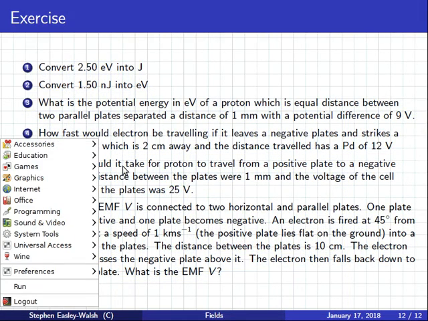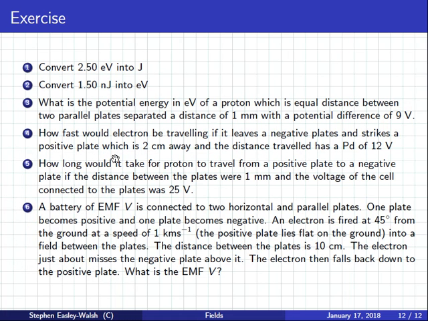Okay. The first one. Convert 2.5 electron volts into joules. So how do I do that? How do I convert 2.5 eV into joules? Times e. Yes. I'm just waiting for the calculator to open. And then for the second one, 1.5 nanojoules into electron volts. Divide by e.